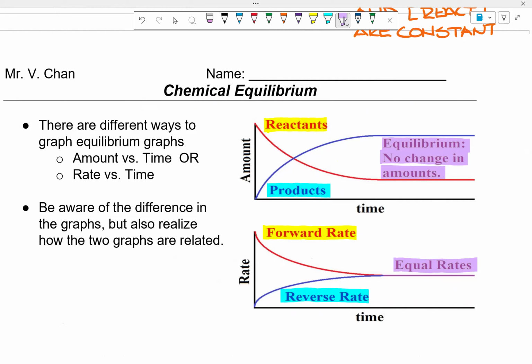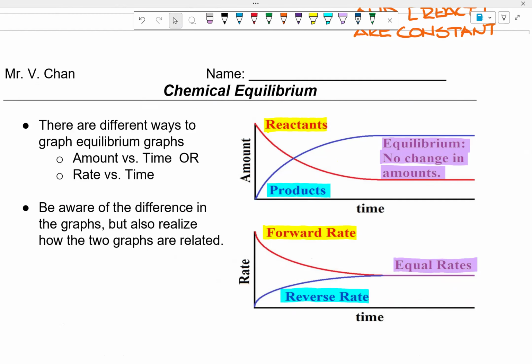Do you understand why the products are going up and what's happening to the reverse rates? And why is it equal rates, but the reactants and products are not necessarily equal? Again, if you want to take a look, you can watch the water demo videos that are in the description below, and that explains how these are all related.